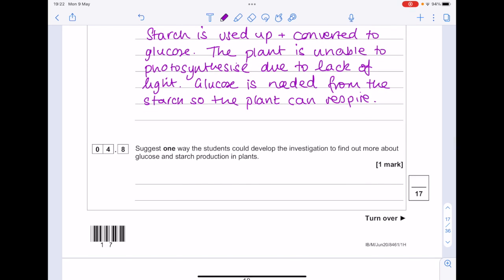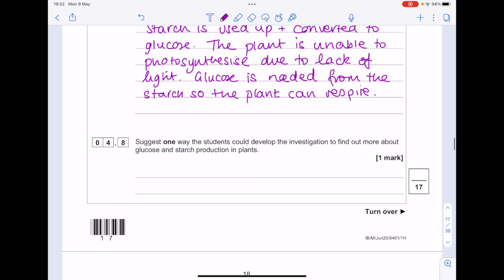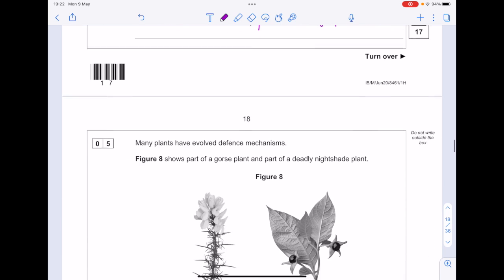Suggest one way the students could develop the investigation to find out more about glucose and starch production in plants. Anything sensible here. My favourite one here is test other species of plants. I think that's the most straightforward one. You could also say test variegated leaves, so ones that have dark and light patches. You could vary the light levels, or you could test the roots and stems.